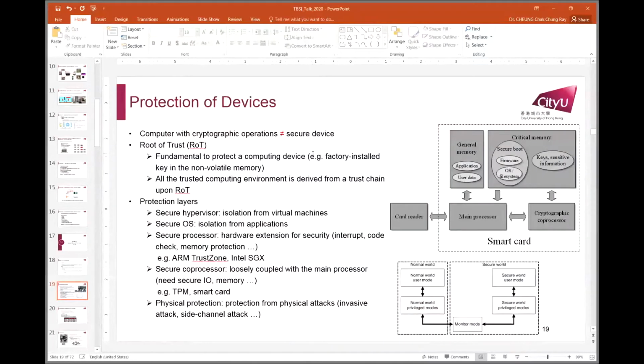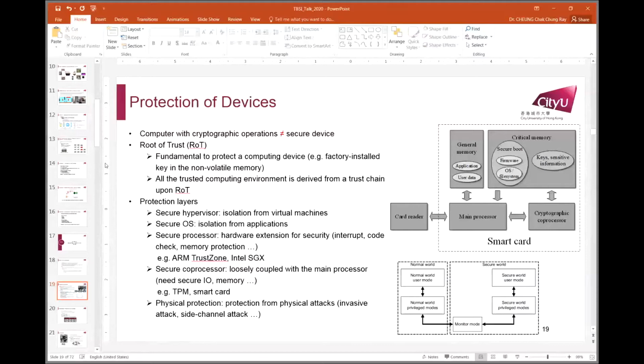So here is the idea. We want to protect the device, and in particular, when we talk about a CPU, there's a component we call the root of trust. That is the fundamental computing device. That's usually where the key comes from.